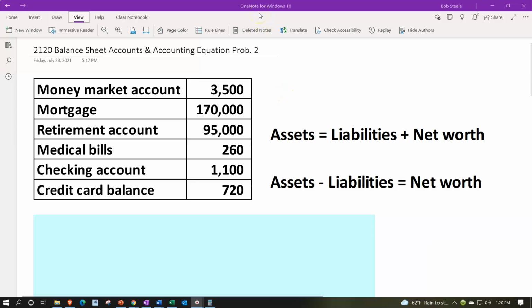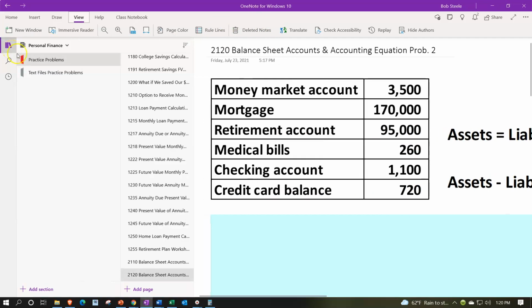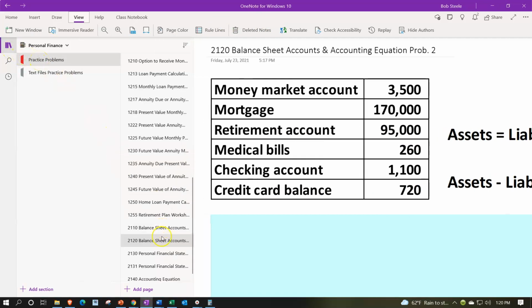If you have access to OneNote and would like to follow along, you're not required to, but if you would like to, we're in the icon on the left-hand side in the Practice Problems tab, down in the 2120 Balance Sheet Accounts and Accounting Equation Prob 2 tab. Also note, when using OneNote, take a look at the Immersive Reader. Our presentations will also be in the text area.